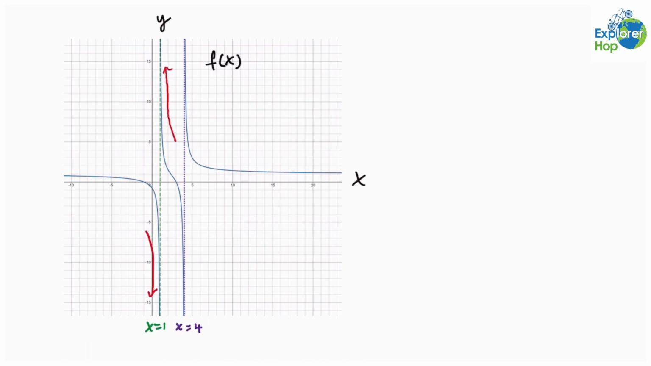And from the graph, we can also see that as x approaches 4 from the left, f of x approaches negative infinity. And as x approaches 4 from the right, f of x approaches positive infinity. So therefore, the function has two vertical asymptotes, one at x equals 1 and one at x equals 4.